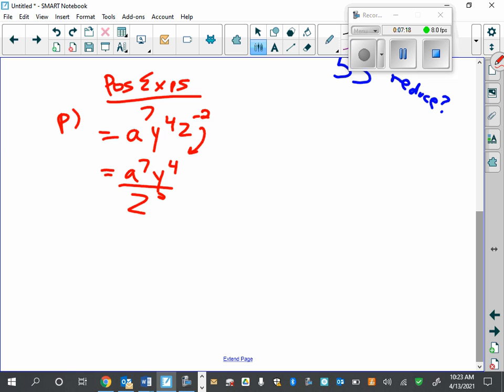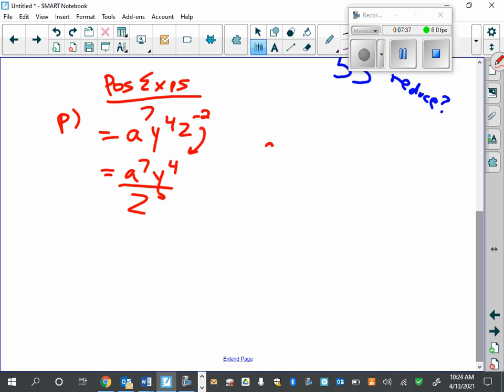So you wouldn't FOIL with this? Nope, only FOIL if it's a binomial times a binomial. So if there was addition and subtraction signs between the a's and z's, and a's and y's, then you would FOIL. So this is just a monomial times a monomial, just add exponents.